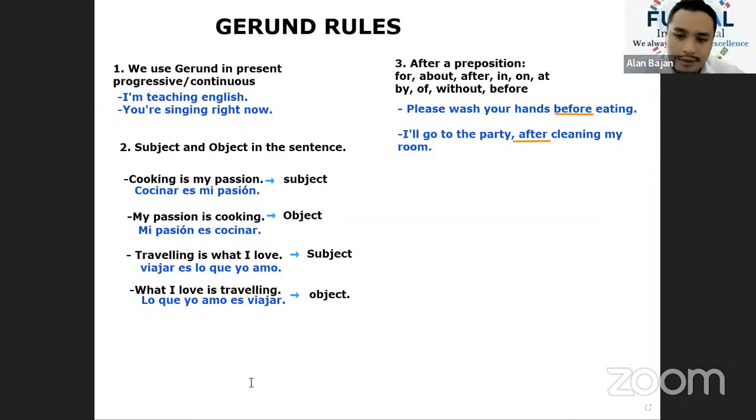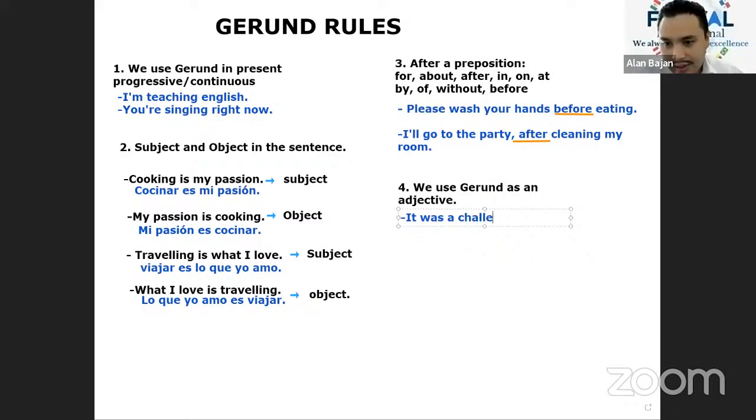Okay. And number 4. We use gerund as an adjective. And this is very common. We use it a lot of times. For example, it was a challenging game.